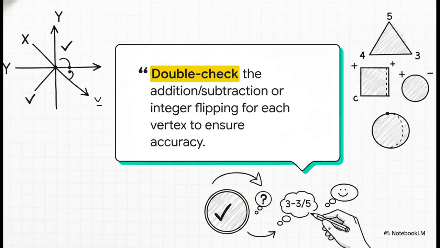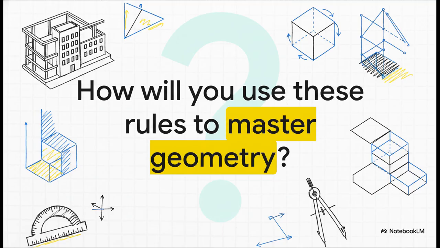Look, human error happens to the absolute best of us. Take an extra 60 seconds to carefully go back and redo the basic addition, subtraction, or integer flipping math for every single vertex. Honestly, just to be absolutely safe. If you follow these clear steps and actually use these verification methods, you are completely ready to dominate this exam.